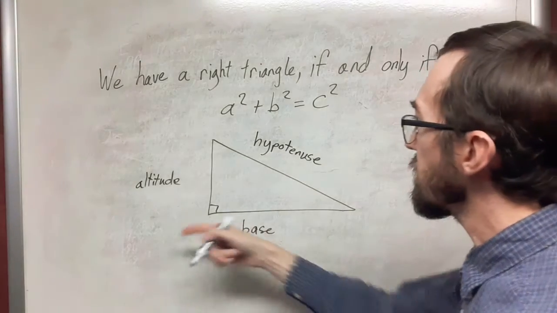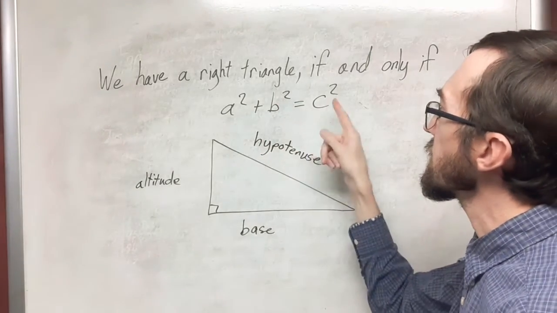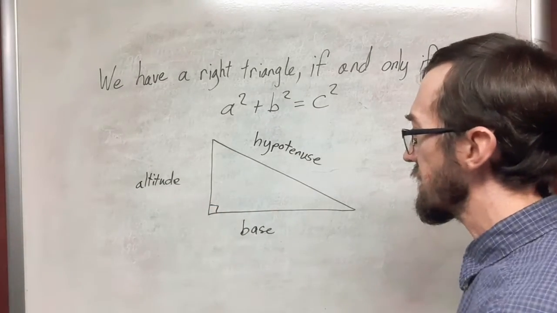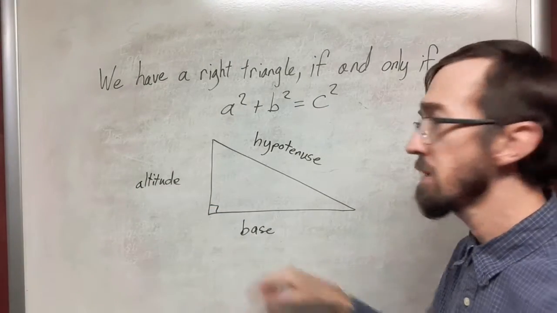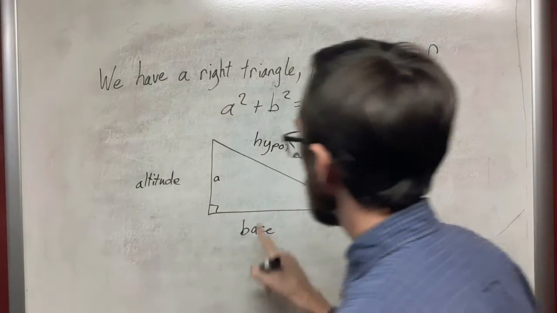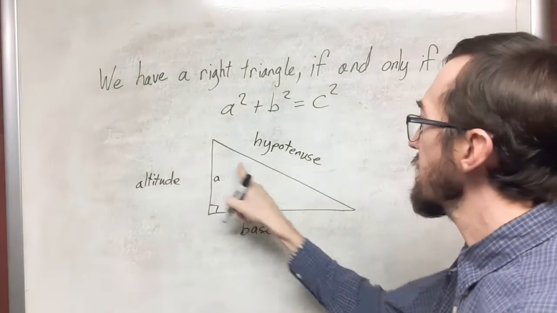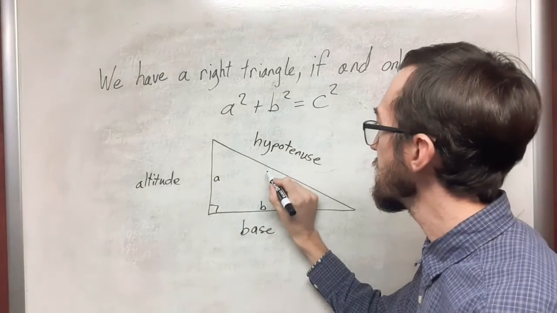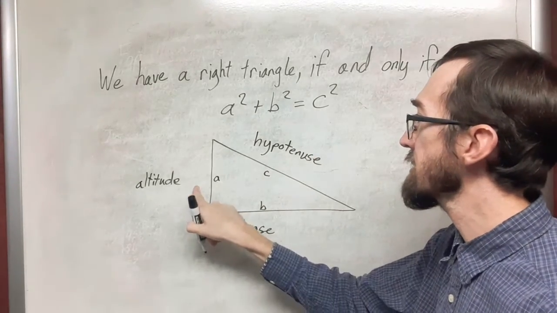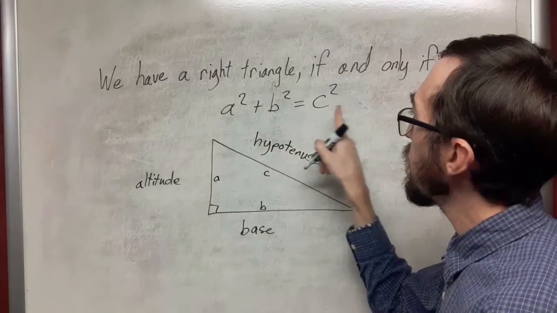So this is the labeling that I've put on my triangle. Now I want to relate it back to a squared plus b squared equals c squared. Notice that altitude starts with A and base starts with B. So I'm going to call this my A side. I'm going to call this my B side. And that leaves this last side to be C. Since I only have three variables here, if I fix A and B, C must be the remaining side.